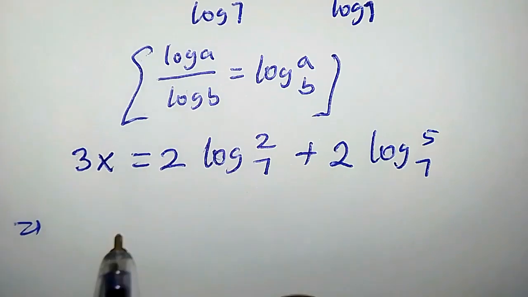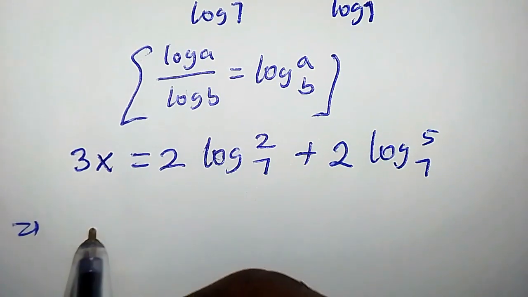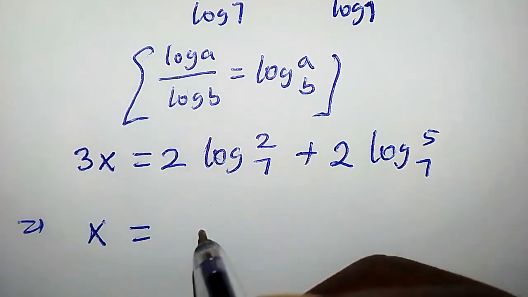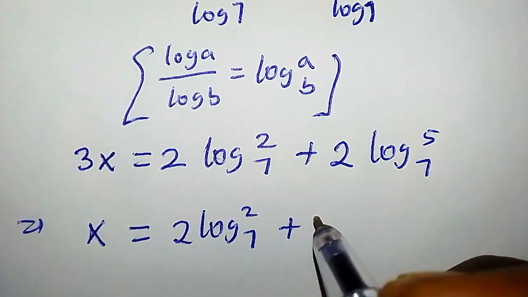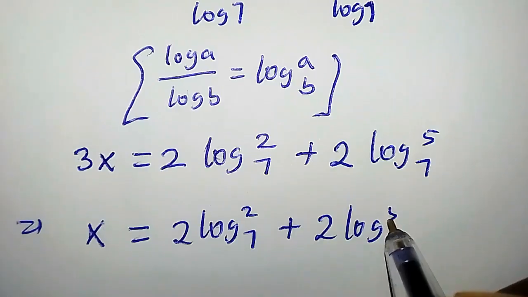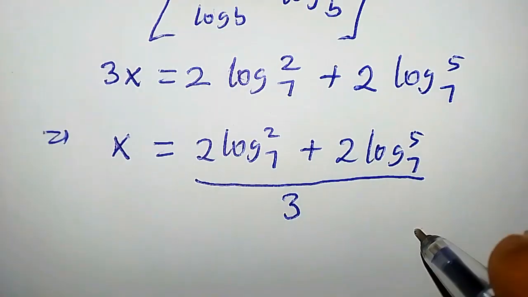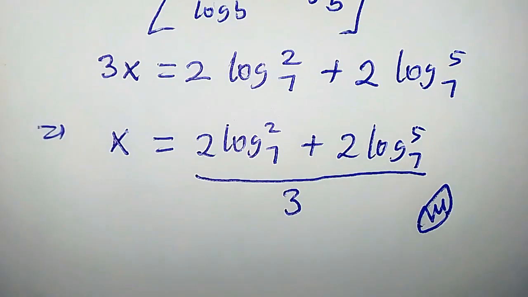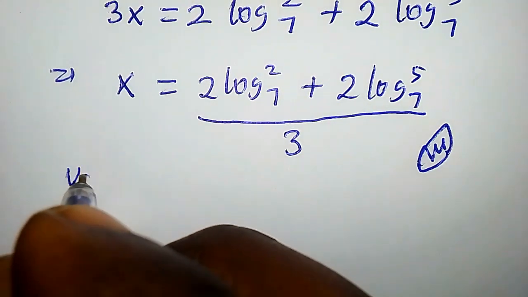This implies that if we divide through by 3, we're going to have x equal to 2 times log 2 base 7 plus 2 times log 5 base 7, all divided by 3. This is the required solution, but let's verify if this answer is correct. Verify.